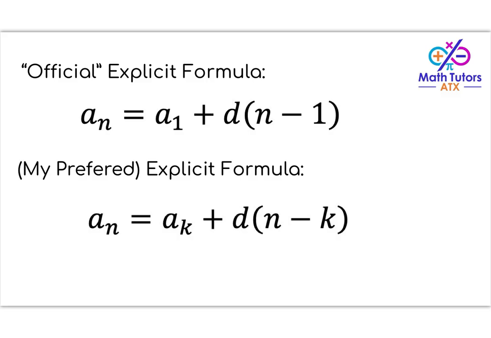Now, the one that you'll probably find when you Google things is this one right here, because lots of times they want you to have the first term and they use the n minus 1. But like I showed you before, you could use any term you wanted. Say you had the fifth term. Well, it's fine if you want to use the fifth term as long as you use n minus 5, because again, you're using the point 5 comma a sub 5 as your point on this made up line, right?